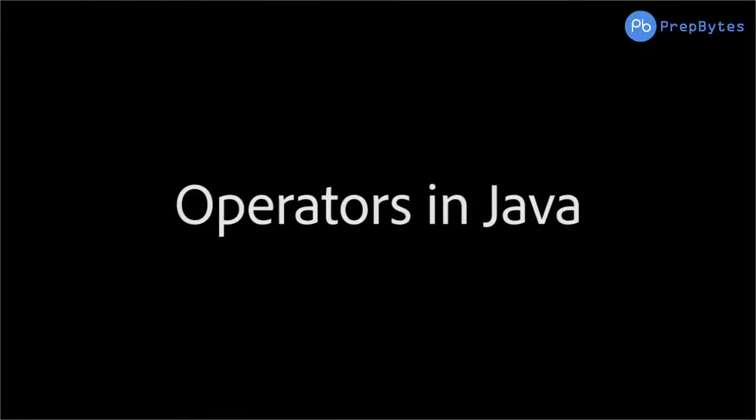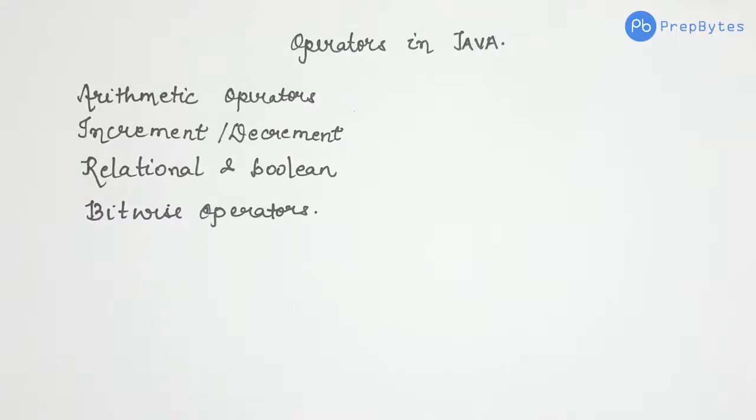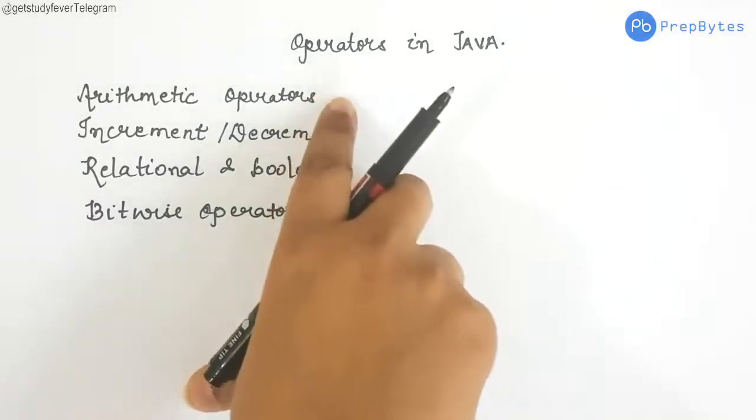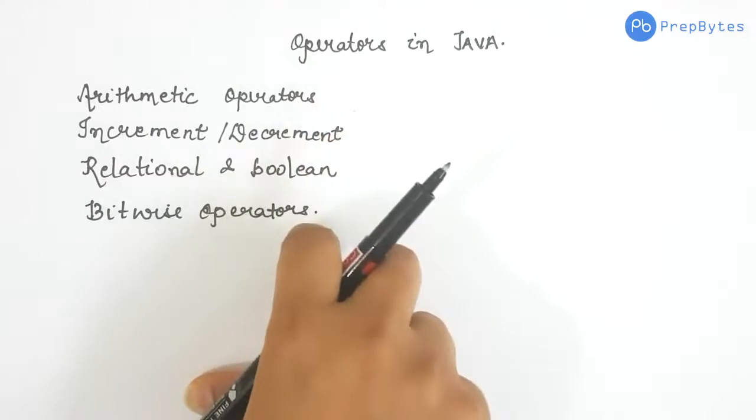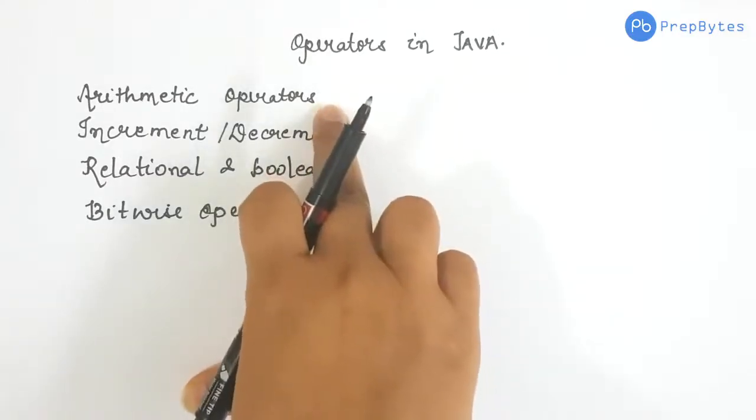Now let's talk about various operators in Java. So we have these four categories of operator, broadly speaking. Let's discuss each of them one by one. The very first we have is arithmetic operators.